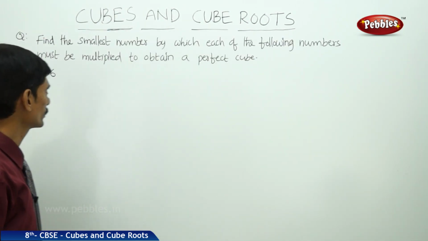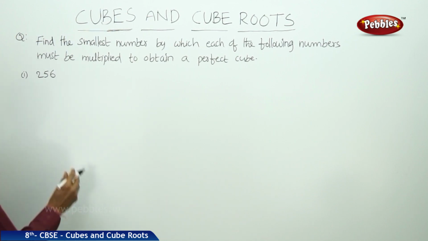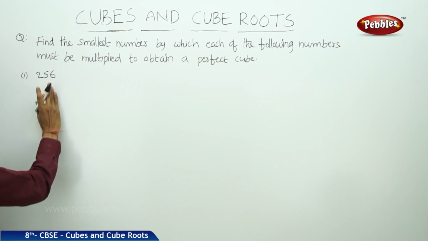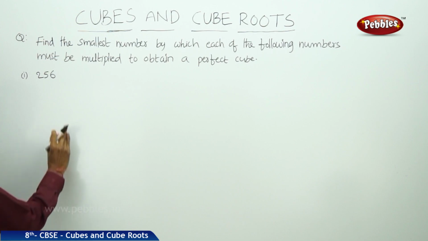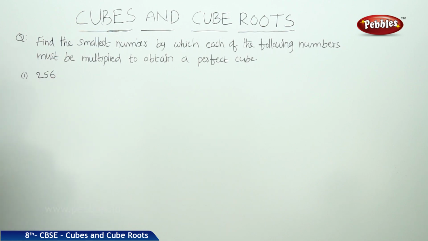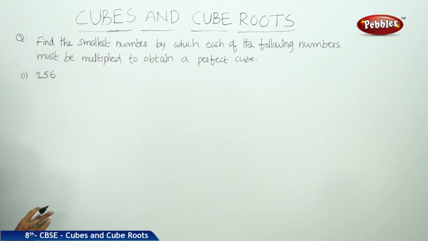Now let us solve the next question. Find the smallest number by which each of the following numbers must be multiplied to obtain a perfect cube. Now let us take the first question, 256. So we know that it is not a perfect cube. So to make it a perfect cube, by what number should you multiply 256? You have to find the smallest number to be multiplied by 256 to make it a perfect cube.